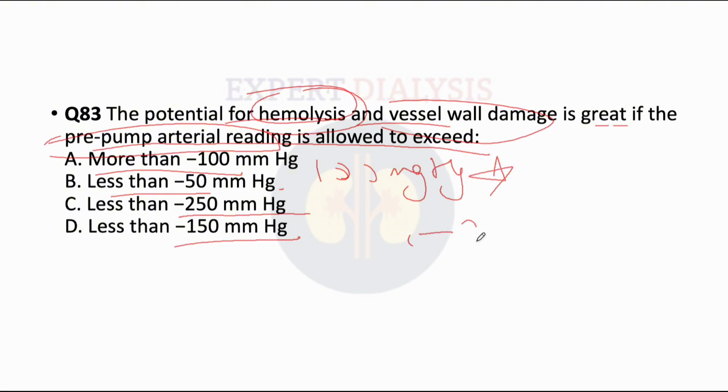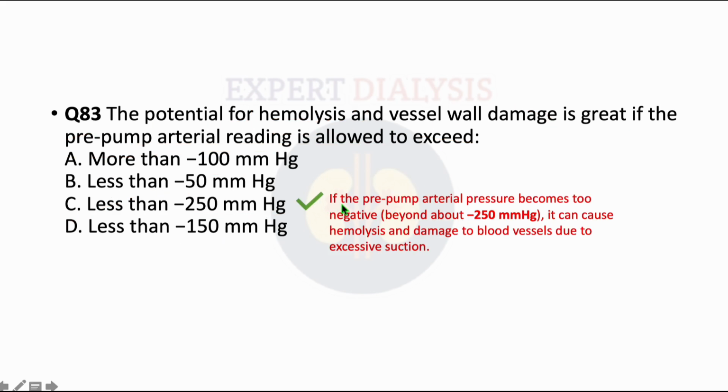The minus indicates the negative pressure here. So the answer will be less than minus 250. If the pre-pump arterial pressure becomes too negative, beyond minus 250 mmHg, it can cause hemolysis and damage of the blood vessels due to excessive suction.